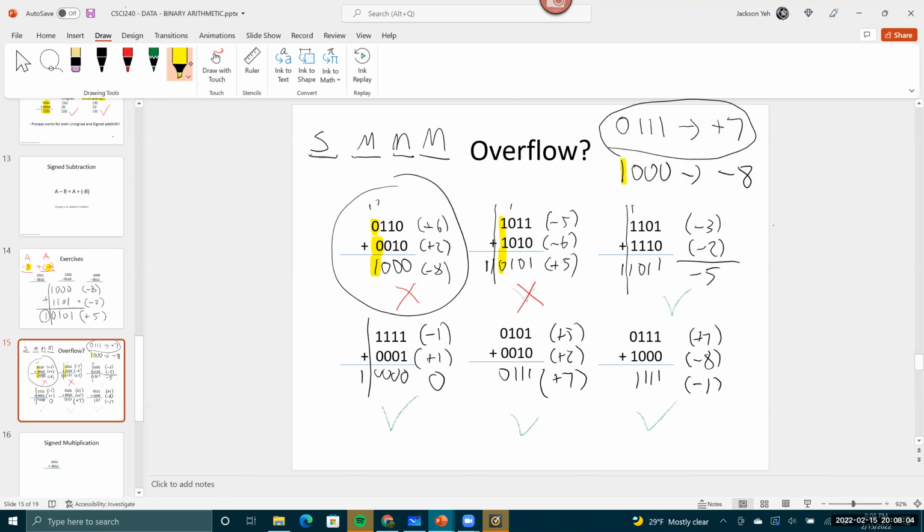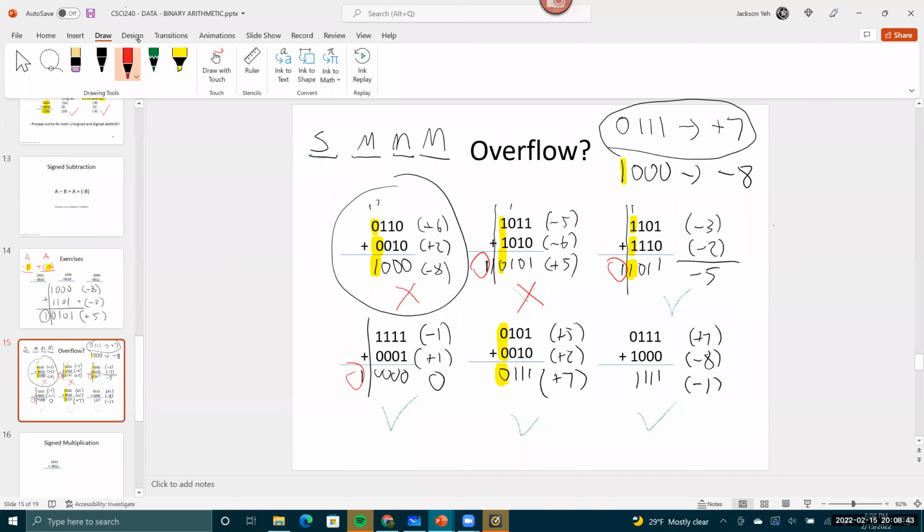Now let's compare it to the problems that are correct. Notice that this is negative plus negative, and the answer is still negative. Hence, you have the right answer. Same thing for this one: a positive plus a positive, you end up with a positive. So for signed addition, overflow errors are not detected using the extra bit. The presence of this bit is meaningless in signed addition.